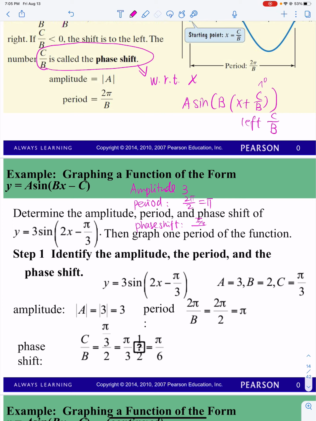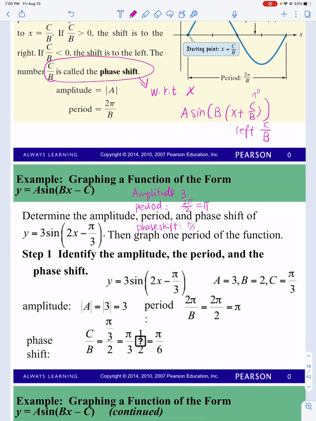Oh my god, this is not good. The phase shift is pi divided by 3. You also need to divide by the coefficient in the front, so it's pi over 6. This is a shift to the right because it's minus.